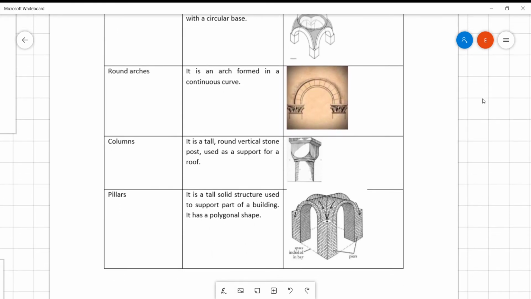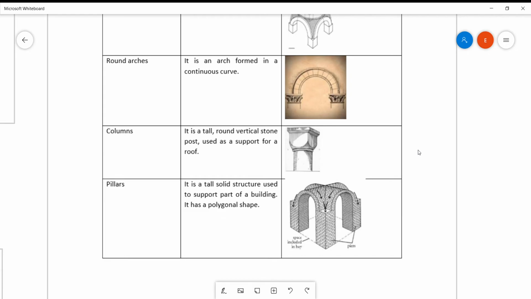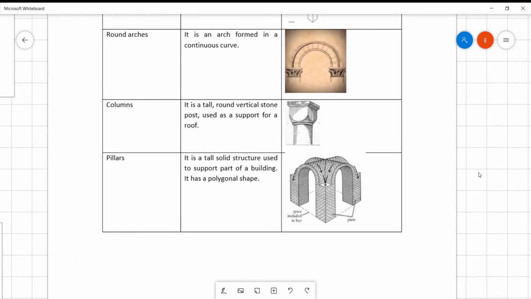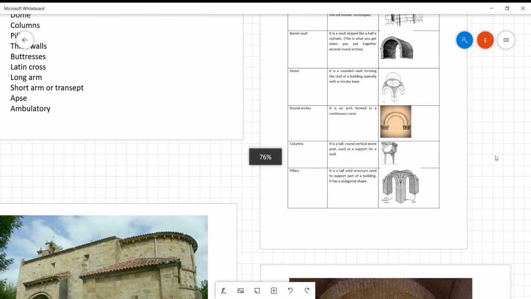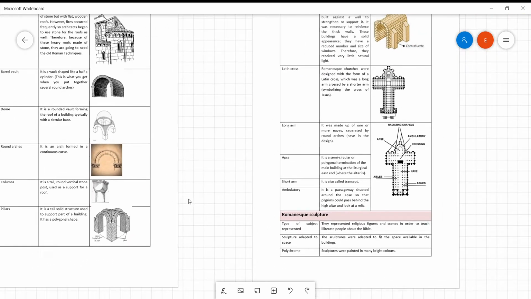Okay, so then we have to be able to tell the difference between a column and a pillar. Okay, a column has a round shape. Okay, it is a vertical stone post to support a roof. We all agree in that, but it has a round shape, while the pillar, as we can see here, has a polygonal shape. Usually has a square shape, ¿vale? Como una forma más cuadrangular, en comparación con la columna, que es circular, ¿vale?